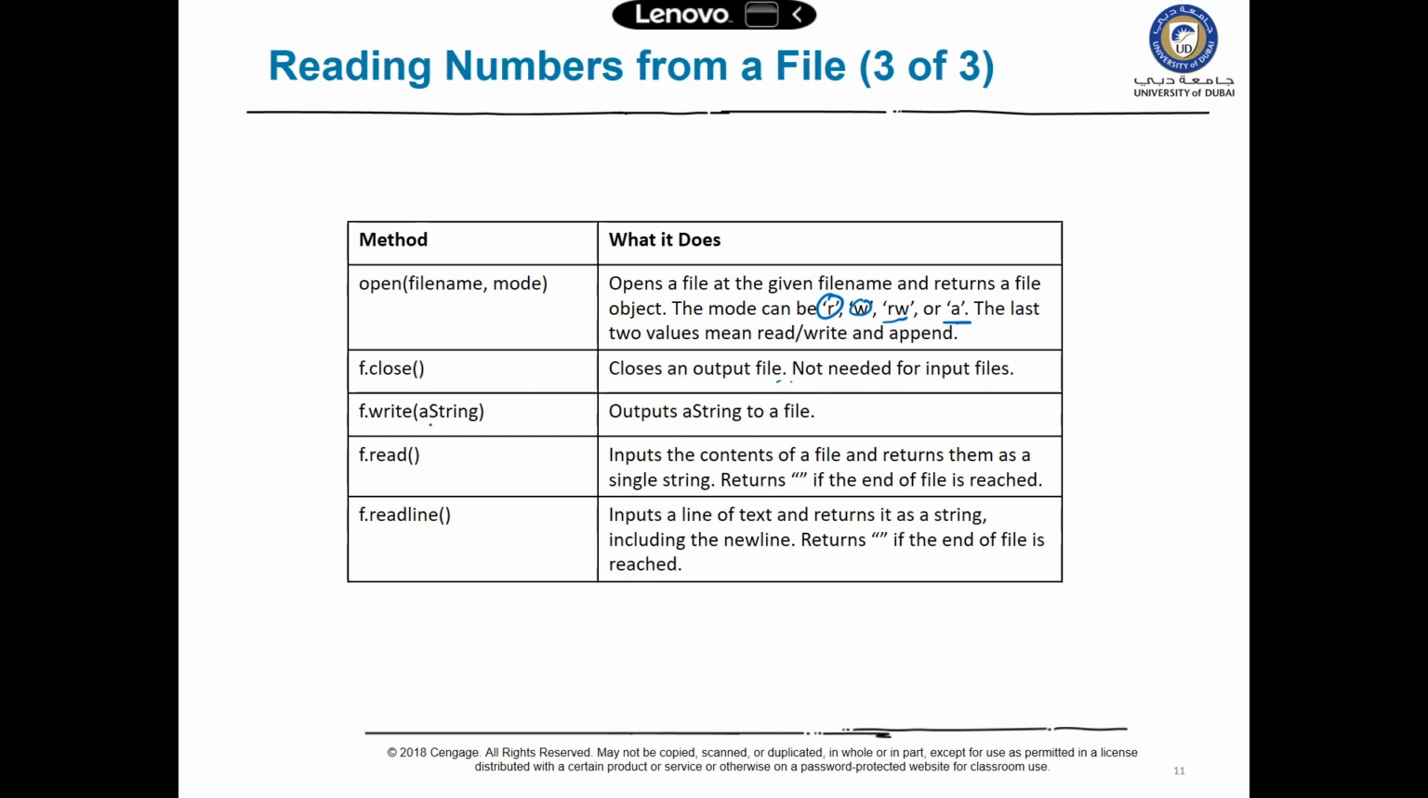Now write a string. We know the command should be a string here. Whatever you have will be there in the string. F.read reads the contents. Readline reads it line by line and returns it as a string, including a new line, and returns empty if the end of the file is reached.